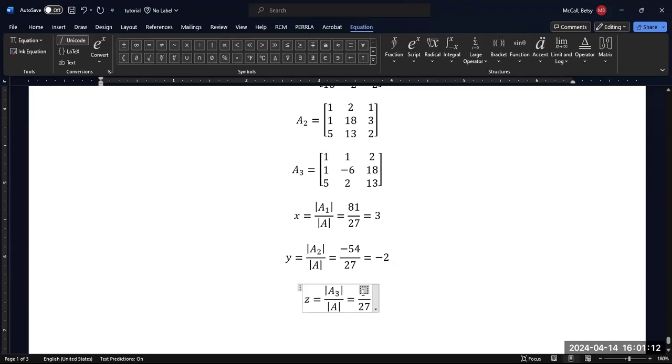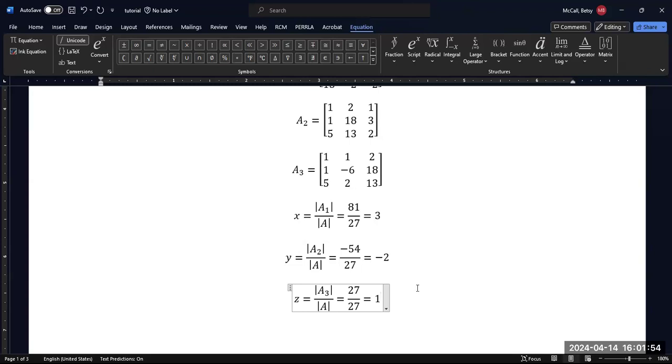And then finally, we can do this to our third example. And again, I have to put the second column back and then replace the third column with the constants. And then when I calculate that determinant, I get 27. And 27 over 27 is 1. And again, this solution of 3, negative 2, 1 is the same solution that we got to the system when we solved it by row reducing in a previous video.